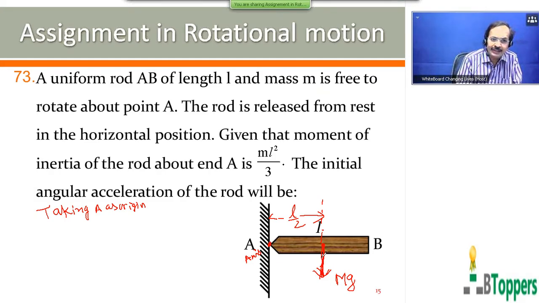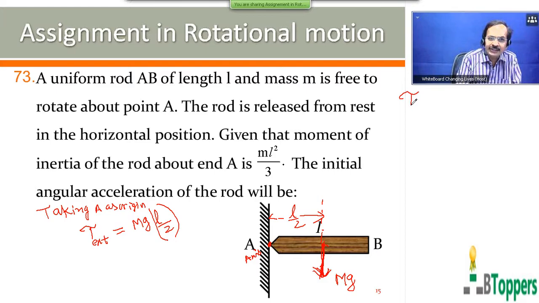So unbalanced torque, the net external torque acting on the rod, is the moment of the force mg. That is the product of the magnitude of the force mg and the perpendicular distance between the line of action of the force mg and the horizontal axis passing through the point A. The perpendicular distance between the line of action of the force mg and the horizontal axis passing through the point A will be equal to L by 2.